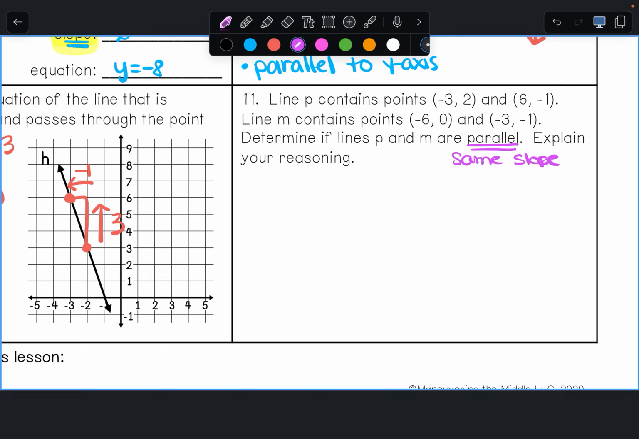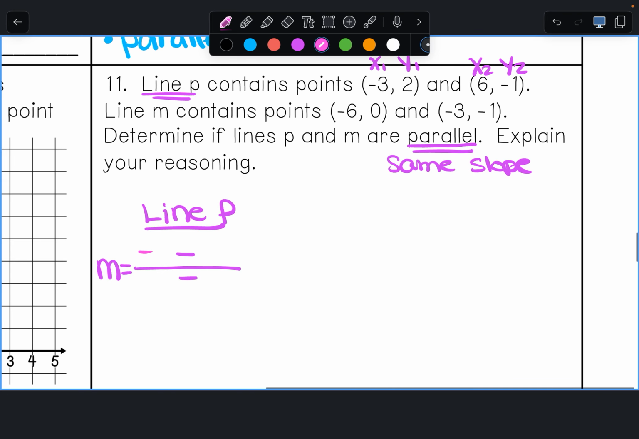Rise over run, you can use when you can see a graph. We don't have a graph here, so we need to use a formula. What formula is that? There you go. y2 minus y1 over x2 minus x1. So first we've got to find the slope for line P. At the top of my fraction, what 2 numbers will we put? -1 minus 2. Okay, and at the bottom? We put 6 minus -3.